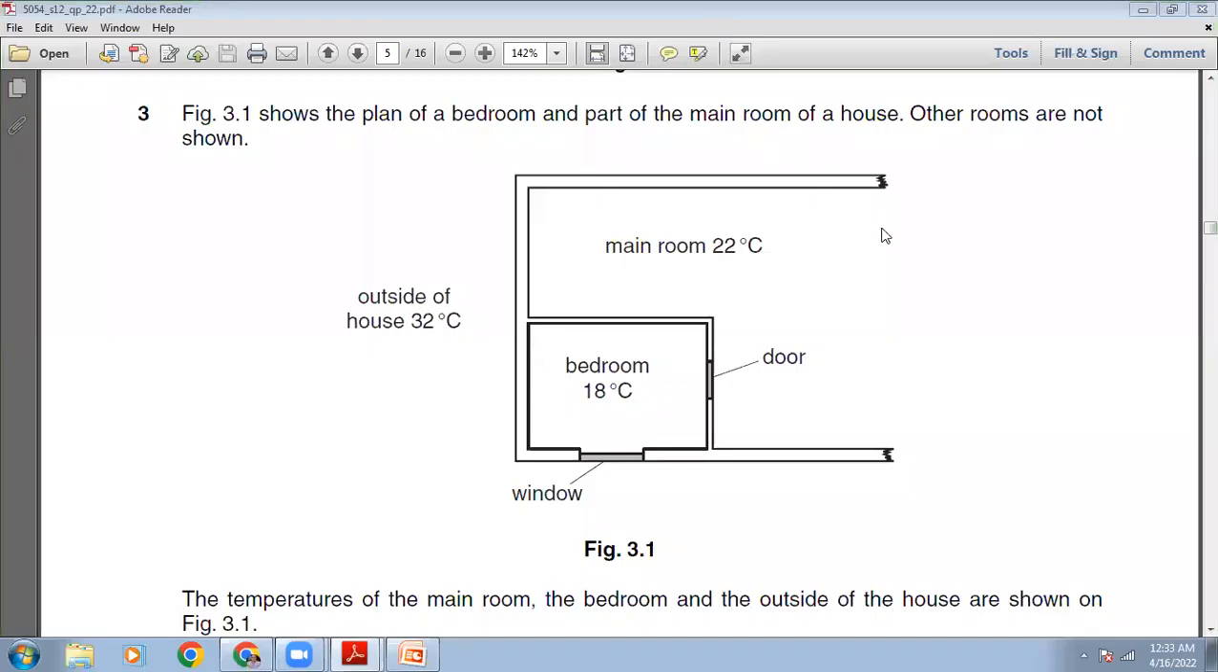Figure 3.1 shows the plan of a bedroom and part of the main room of a house. Other rooms are not shown. So here is the outside of the house, and the temperature outside is 32 degrees centigrade. The main room temperature is 22 degrees centigrade. Here is the bedroom, the temperature is 18 degrees centigrade. Here is a window, here is a door. So he says the temperatures of the main room, the bedroom, and the outside of the house are shown in the figure.